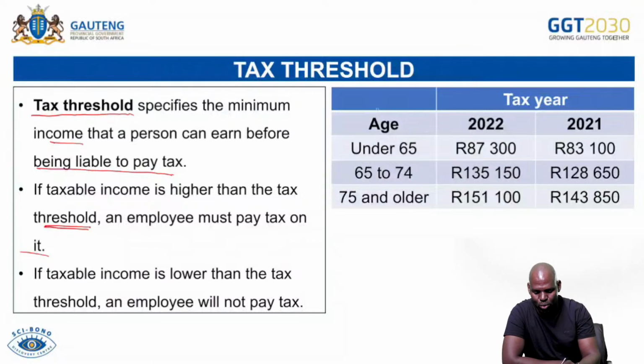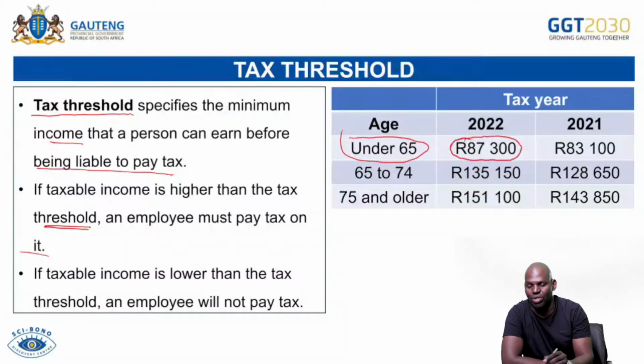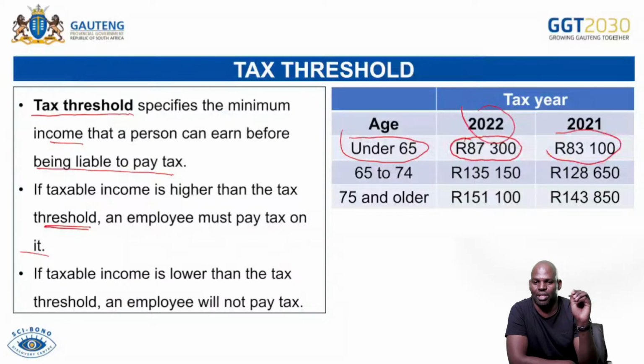These are the examples. If you look at this one, they say if you are under the age of 65, any age, maybe you're 20 years, 23 years, 24 years, and you are earning below 87,300. This was in 2022. Any person who was earning less than 87,300 rand in 2022 and was below the age of 65 did not pay tax or did not contribute to tax. And then in 2021, it was 83,100. Any person who was earning below 83,100 did not pay tax.